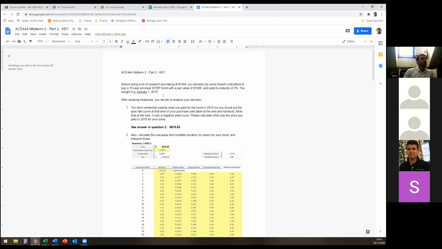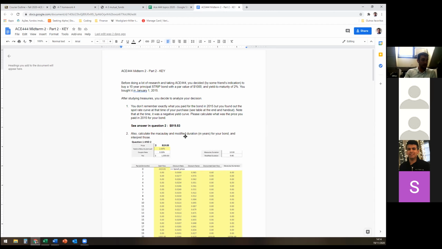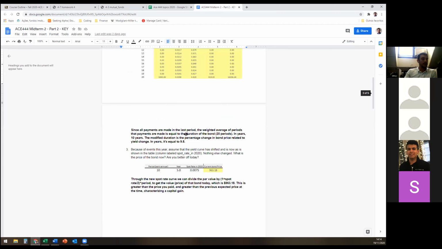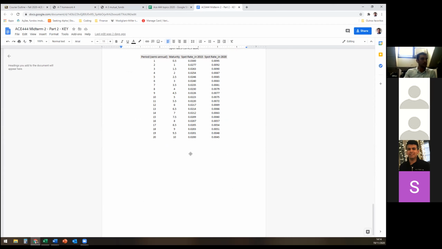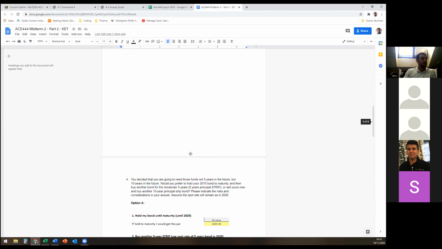You bought a 10-year principal strip with a $1,000 par value and a 2% yield to maturity in January of 2015. You don't remember the price you paid for that, but you were able to find the spot rates in 2015, the time that you bought it. So with that, you should be able to use that information.